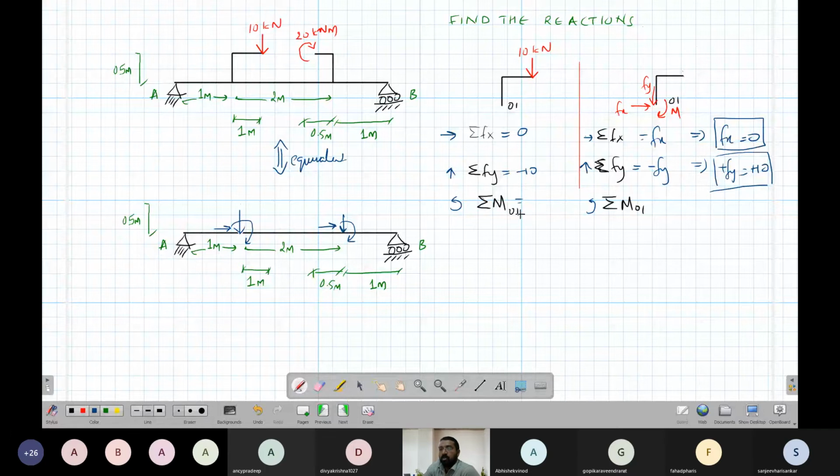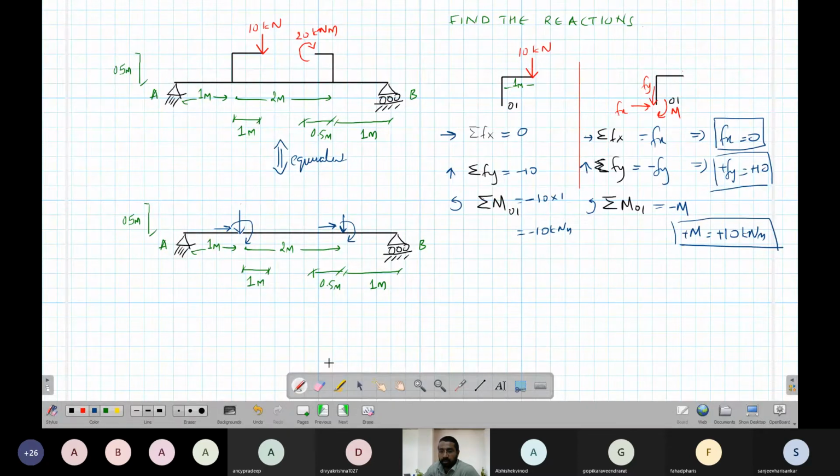Then moment about O1. Moment about O1 of the 10 force: what is this distance? This distance is 1 meter. So that is 10 times 1. This is clockwise direction, so minus 10 times 1 equal to minus 10 kilonewton meter. About this point, Fy is passing through it, and Fx also is passing through the point, so their moment is 0. M is anti-clockwise, so minus. So what I'll get is minus M is equal to minus 10. So M equal to plus 10 kilonewton meter.